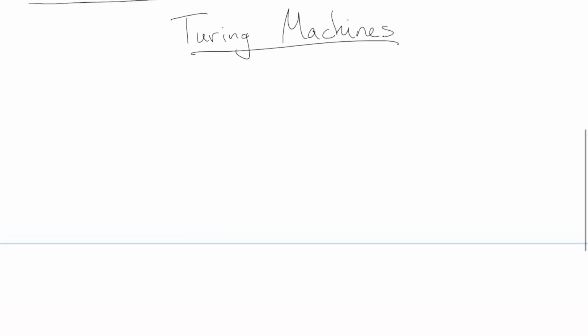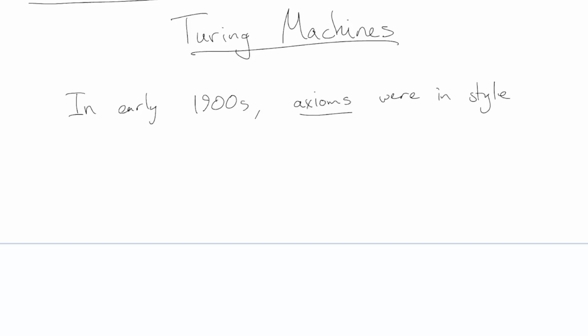All right. Turing machines. Maybe I'll refresh your memory a little bit on the history of this. I mentioned a little bit about Turing and the history of this on the first day of class. I don't know if you remember any of that, but I will just refresh your memory. This all came around in the early 1900s, around the beginning of the century. Everybody at that time was talking about axioms. Axioms were in style in mathematics, right?